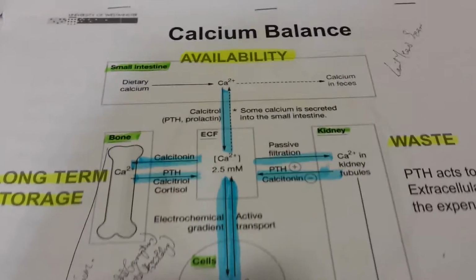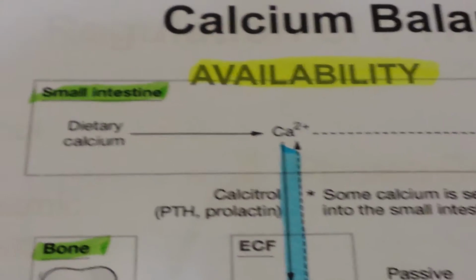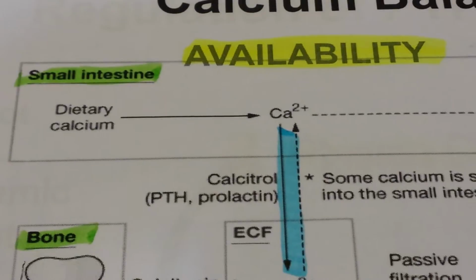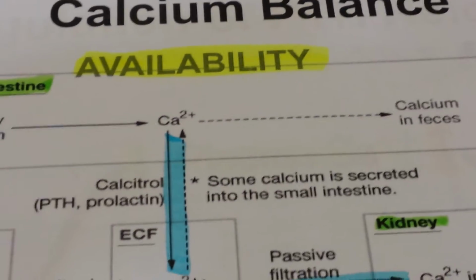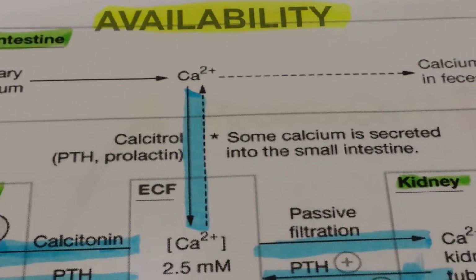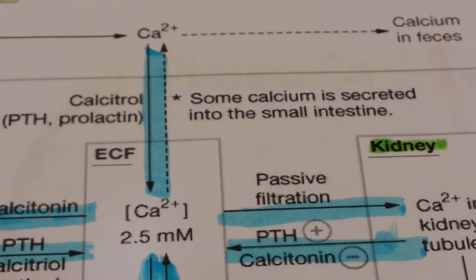Calcium balance. As this diagram shows very clearly, calcium availability in the small intestine, dietary calcium to calcium ion, is under the action of calcitriol, with PTH and prolactin having a positive effect on it.